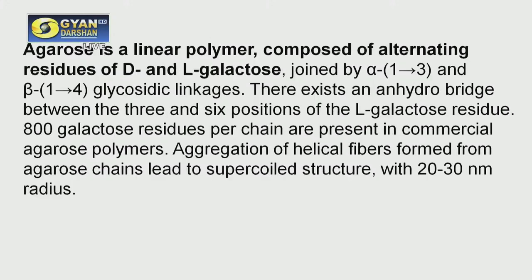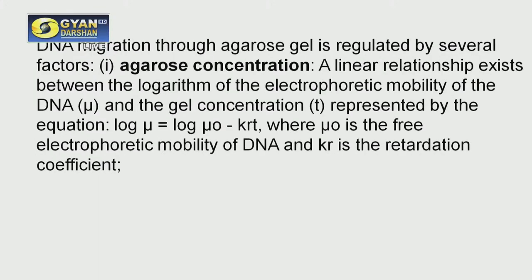Now what is agarose? Agarose is a linear polymer composed of alternating residues of D and L galactose joined by alpha-1,3 and beta-1,4 glycosidic linkage. And aggregation of helical fibers formed from agarose chain lead to supercoiled structure with 20 to 30 nanometer radius.